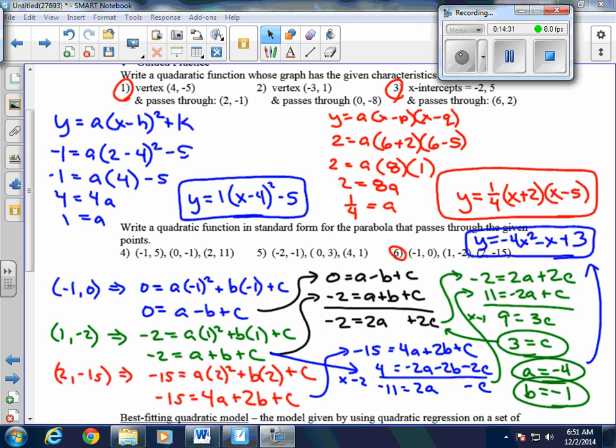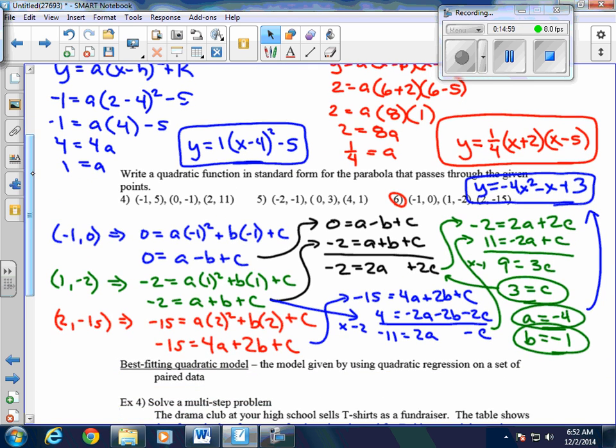Here are your answers for those 3 guided practice questions. Now numbers 1 and 3 are going to go pretty quickly. Writing those in vertex form and intercept form doesn't take too much work. Putting them in standard form, writing your system of equations, is going to be a little bit more time consuming. But here are your 3 answers.